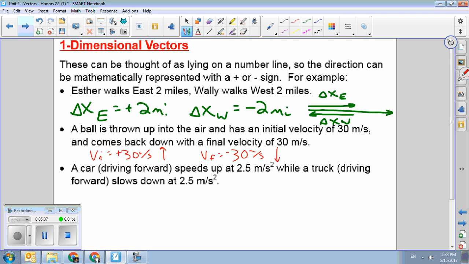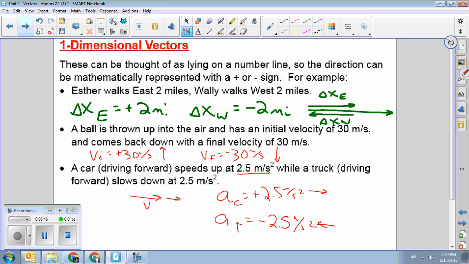Let's see, a car driving forward speeds up at 2.5 meters a second squared. So the idea is the velocity is this way, and because it's speeding up, the velocity is going to get longer in this direction. So the acceleration points in the direction that the velocity is going because the acceleration is working with the velocity. So here, the acceleration of the car is positive 2.5 meters a second squared. And the truck is driving forward but slowing down. So the acceleration of the truck is working against its velocity, and so it points to the left, okay?